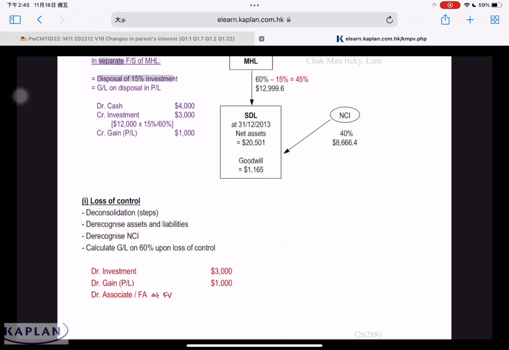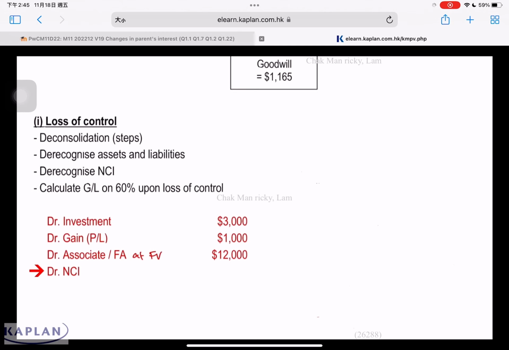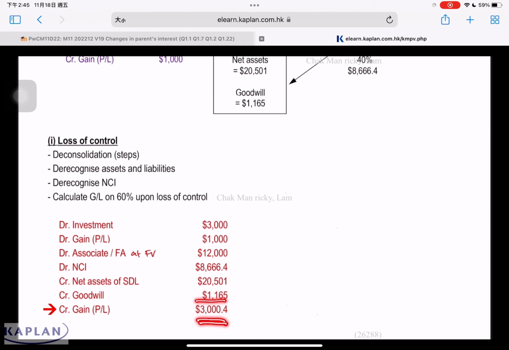After that, we have to deconsolidate. All this we must remove. Take out the assets and liabilities, including goodwill. We must remove the NCI. First, we remove the NCI at carrying value, 8666.4. Then we deconsolidate the net assets of the subsidiary, equal to 20501. Then we remove the goodwill, 1165. There's a difference of 300.4.